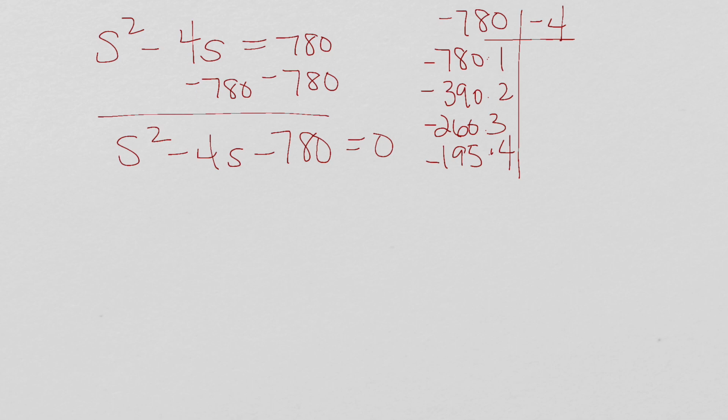780 divided by 5 is negative 156 times 5. 780 divided by 6 is 130, so negative 130 times 6. Got a ways to go, I think. I don't think it's divisible by 7, and it's not. It's not divisible by 8. It's not divisible by 9. It is going to be divisible by 10. That's 78. Negative 78 times 10. I don't think it's divisible by 11. It is divisible by 12, so negative 65 and 12.